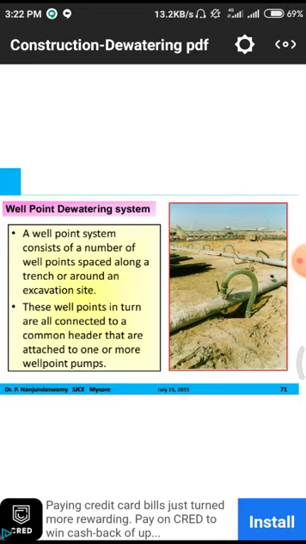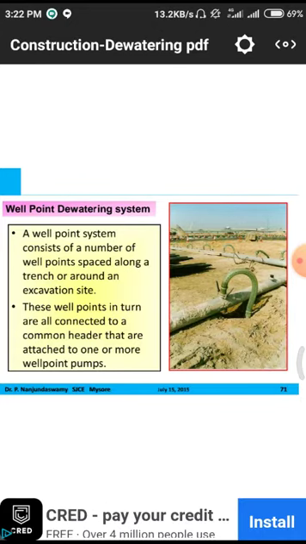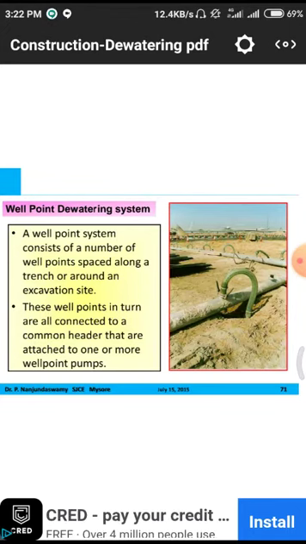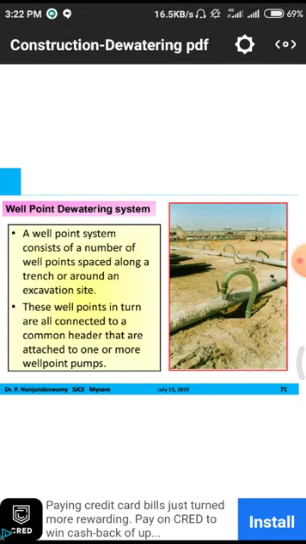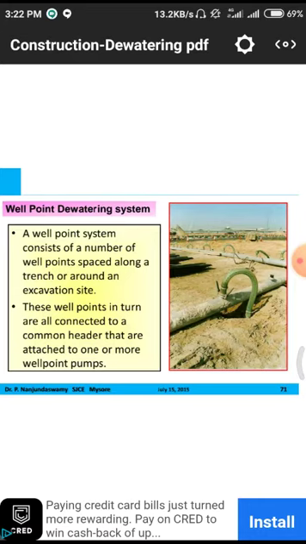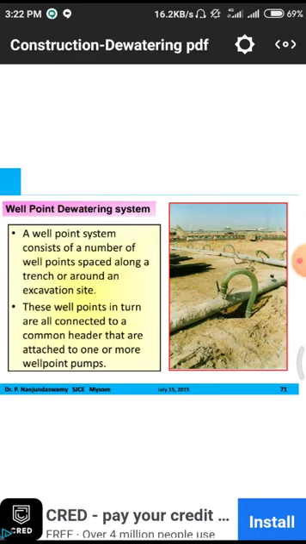A well point system consists of a number of well points spaced along a trench. It means a trench or around an excavation site. Excavation site means whatever site is allotted for construction purposes, and at those sites we have a huge quantity of water. We have to dewater by using this system. We employ these riser pipes and main pipe systems.